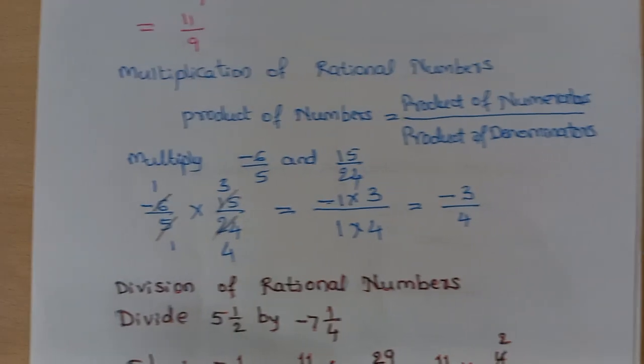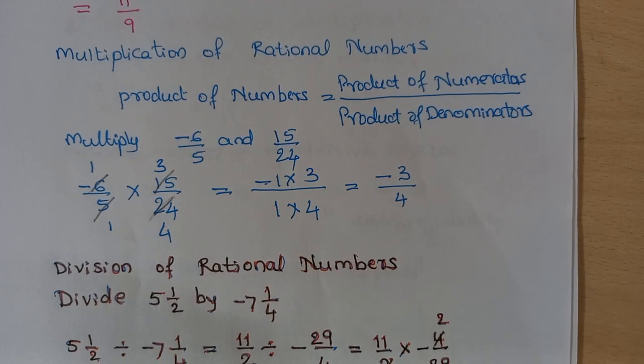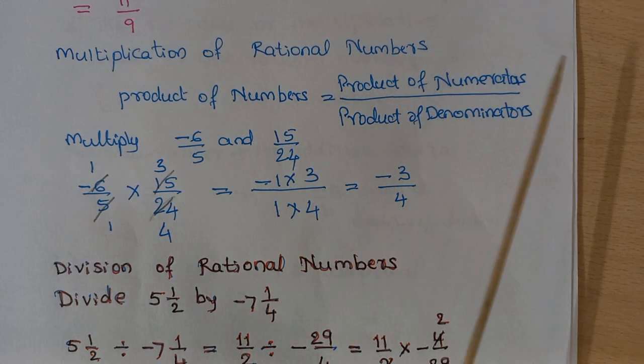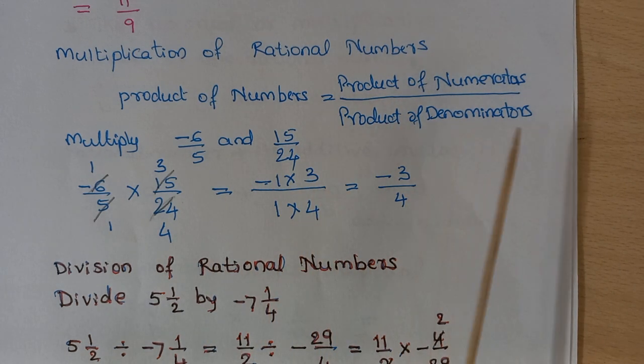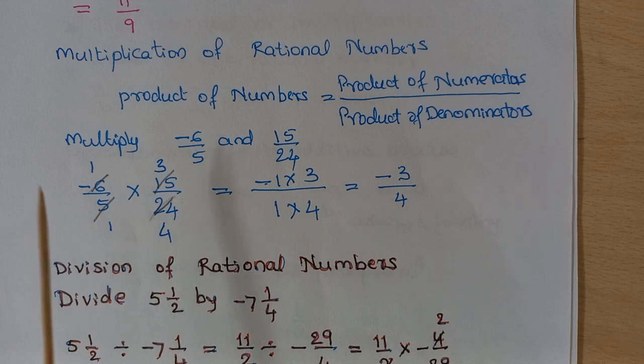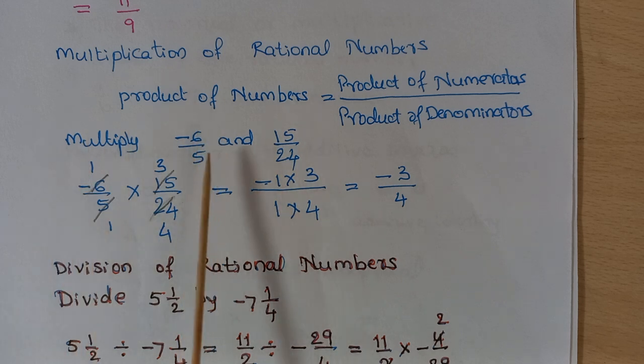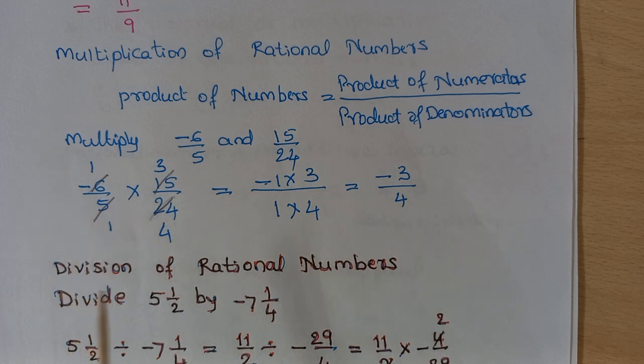Now the multiplication of rational numbers. How do we multiply rational numbers? Like how we multiplied the fractions. Here signs are considered. Product of numbers is equal to product of numerators divided by product of denominators. Multiply minus 6 by 5 and 15 by 24.